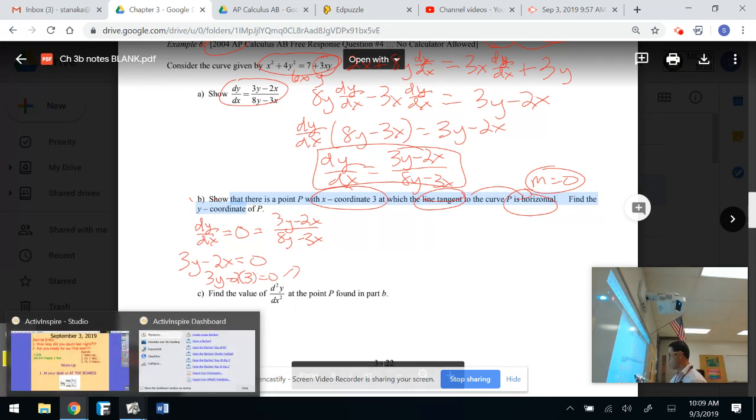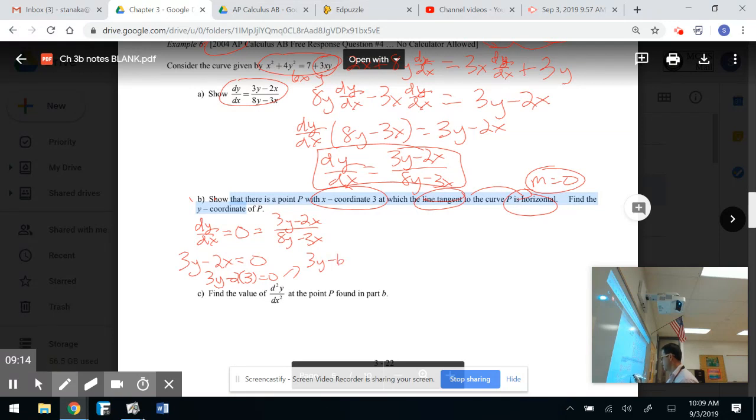Let's go and solve that. And so we get 3y minus 6 is equal to 0, which would be y is equal to 2. Everyone with me? So we got the y coordinate, and that's what they asked me to do here. Let's go ahead and see what they ask us to do in the next step.